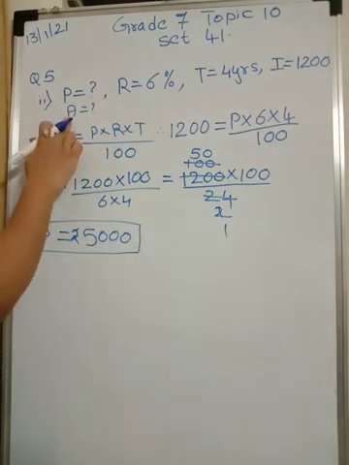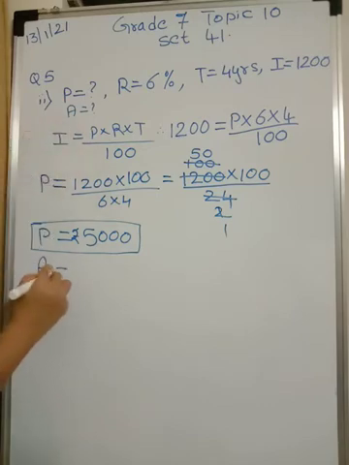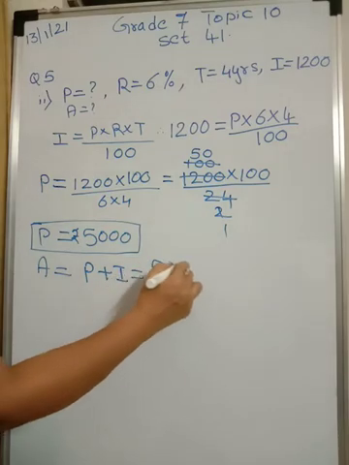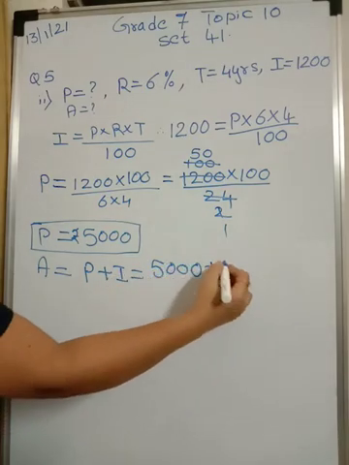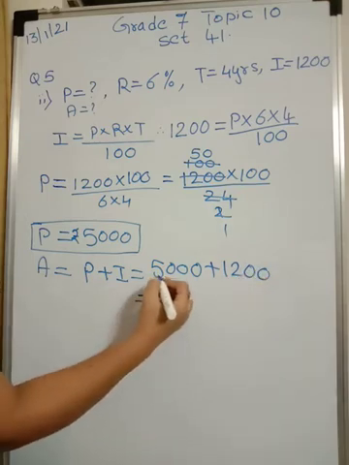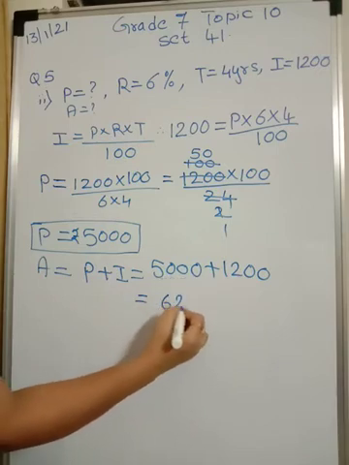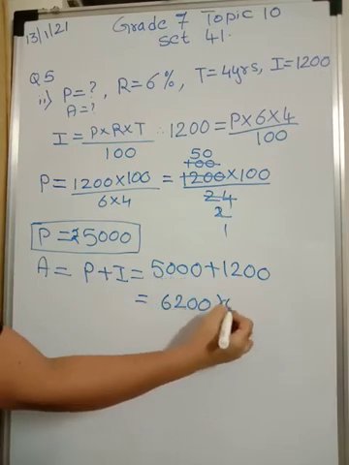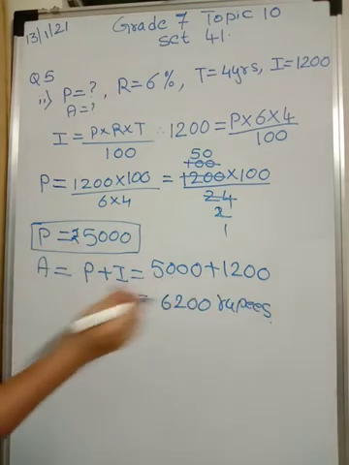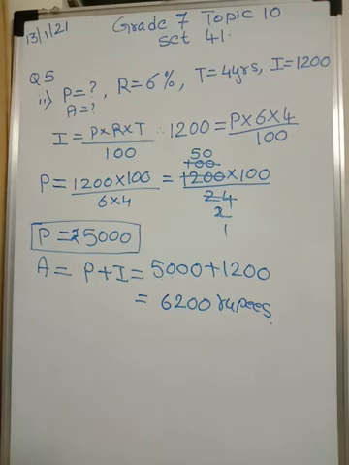We have to find amount as well. So amount will be equal to principal plus interest. So that is 5000 plus 1200. It comes out to be 6200 rupees. You can write rupees like this or you can write rupees at the end. I hope the second problem is clear. It's very easy. Okay. Now let's go for the third one.